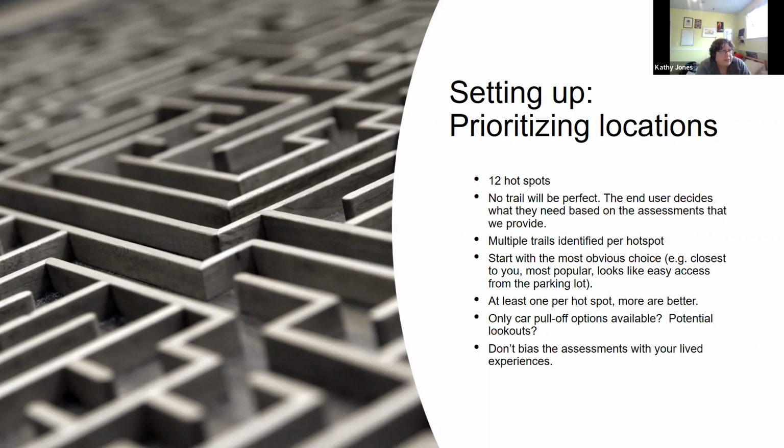To the point in some of these areas, you might say, I don't know how my team is going to get all this done. And chances are you're not going to get all of it done. So we recommend that you start with the most obvious choices of trail, the ones that are closest to you or the most popular or the one that looks like it has the best accessibility from the parking lot. And then just move forward on a prioritized list of trails that works for the team. Try to hit at least one really good hotspot where you know everybody likes to bird. The more, the better. I really like to mention the importance of the car pull-off options.